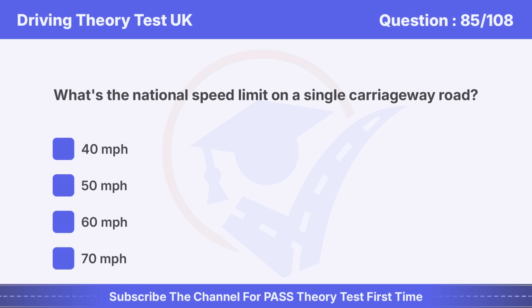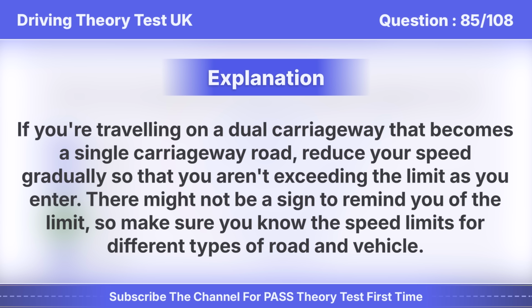Question 85. What's the national speed limit on a single carriageway road? Answer is C. 60 miles per hour. If you're traveling on a dual carriageway that becomes a single carriageway road, reduce your speed gradually so that you aren't exceeding the limit as you enter. There might not be a sign to remind you of the limit, so make sure you know the speed limits for different types of road and vehicle.